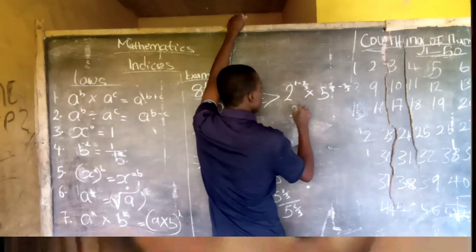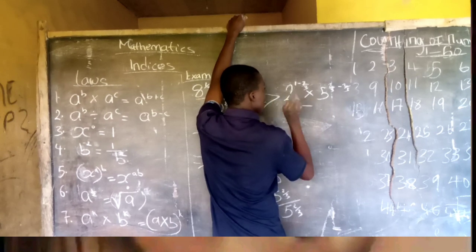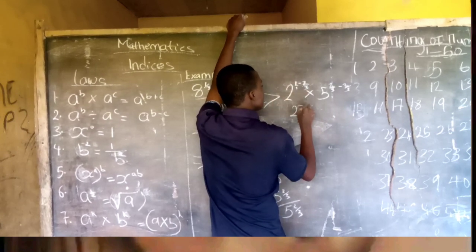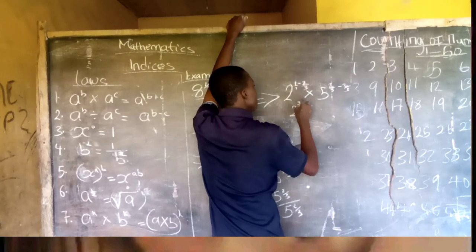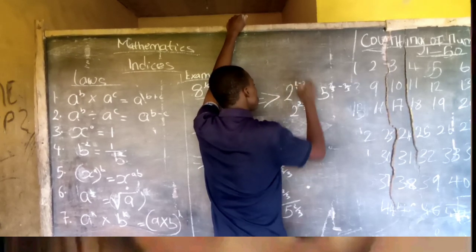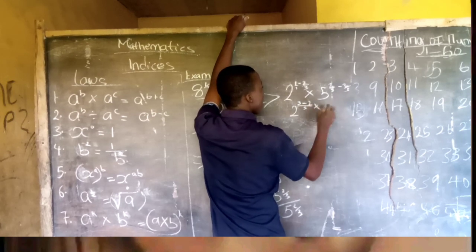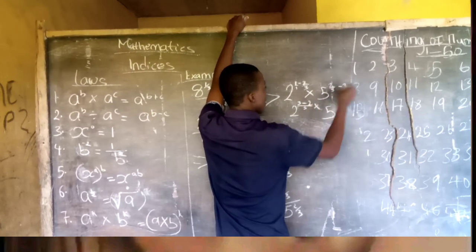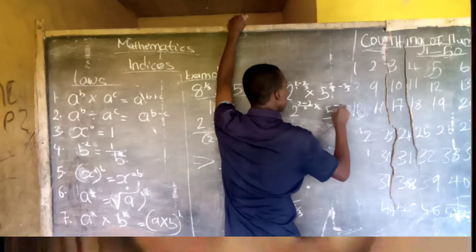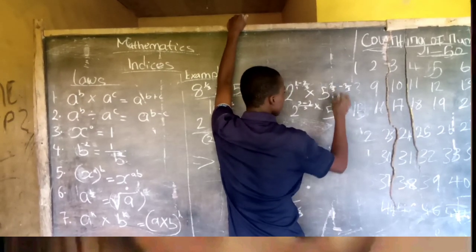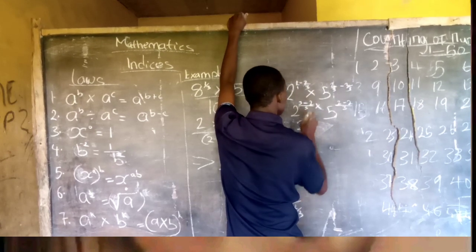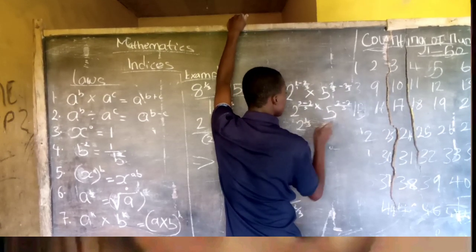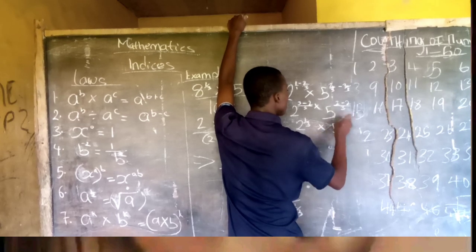But let us solve it for simplicity sake, for understanding sake. Finding the LCM, this is 3. 3 divided by 1 multiplied by 3 is 3, minus 3 divided by 3 multiplied by 2 is 2. Then multiply by 5 to the power of, taking similar denominators, 2 minus 2, that is 0. So 2 to the power of 1 over 3 multiplied by 5 to the power 0 over 3.